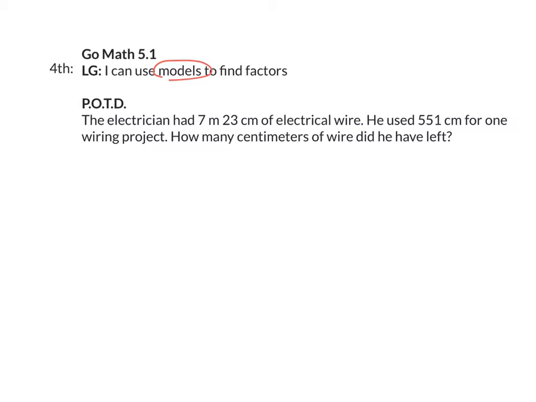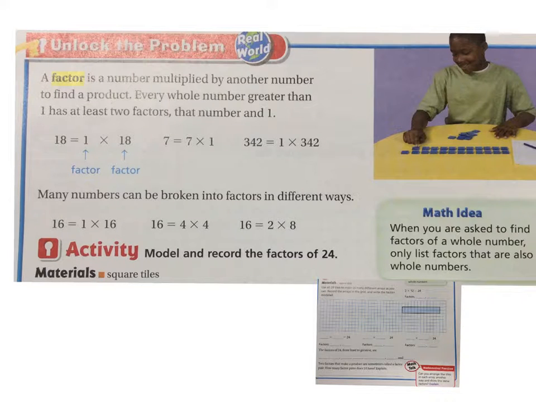But first let's talk about the problem of the day, which is a review of what you learned in Module 2. If we look at the top, it says a factor is a number multiplied by another number to find a product. We know this. We talked about this yesterday when we were talking about our factor wheels. 2 times 2 equals 4. What were the factors? 2 and 2. What's the product? 4. So we know that a product is the answer to a multiplication problem. In this case, 18 is the product, and 1 and 18 are the factors.